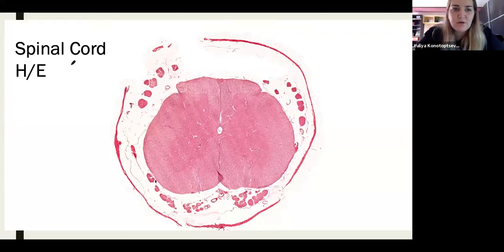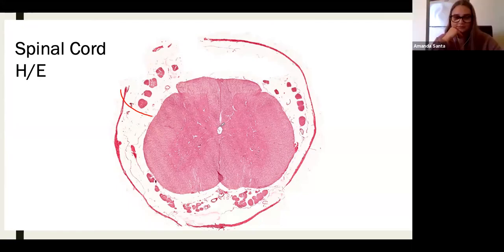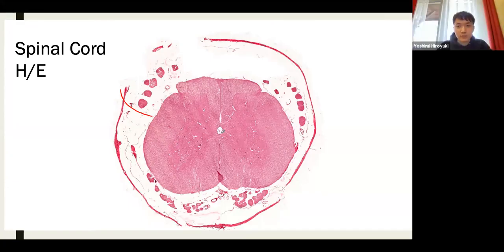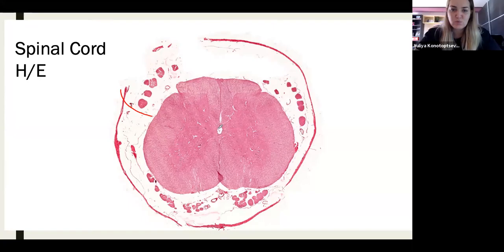So what you can see here, this is a spinal cord. Everything outside of it is going to be the meninges, right? And this is the spinal cord itself. How do we call this center right here? Central canal. Very good. Which kind of cells are going to be lining it? Ependymal cells. Very good. Ependymal cells are lining it, and this is where the CSF is going to be located.